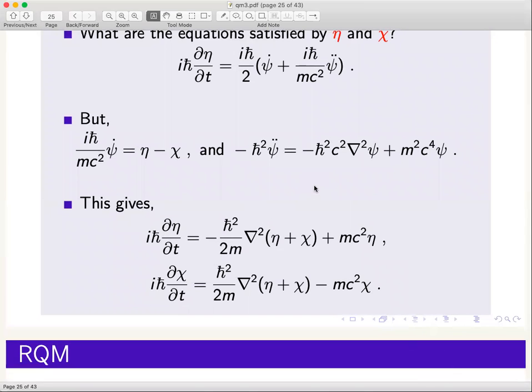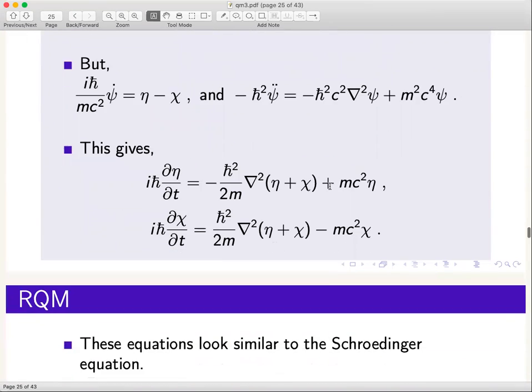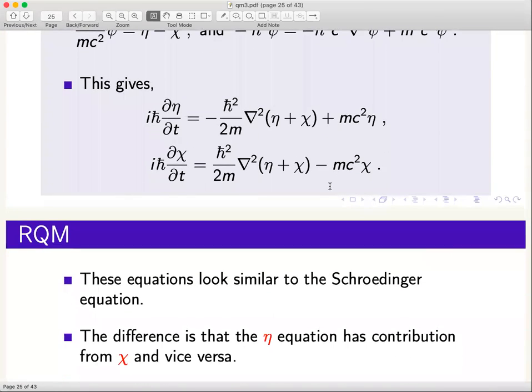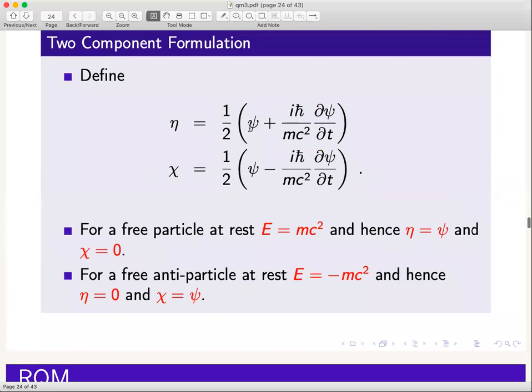No, but starting from the definition of eta and chi, because eta itself contains a time derivative. That is the point. The question is, what is the definition? What is the original variable, right? I told you that this is the way the original variables relate to eta and chi. But what if eta and chi are original variables and psi is a derived quantity, right?